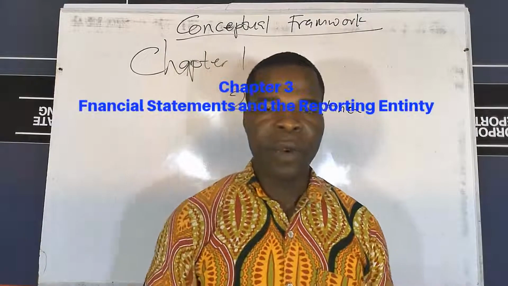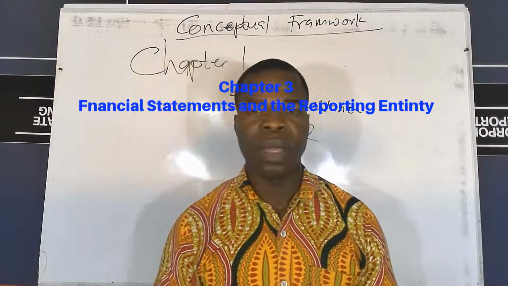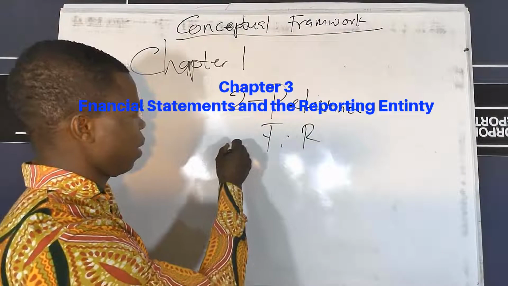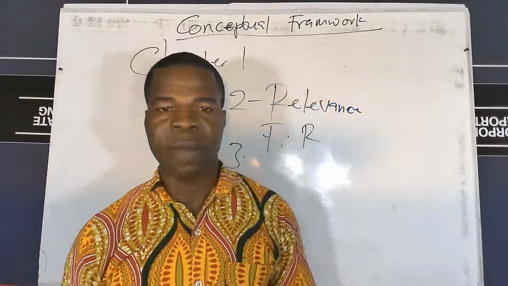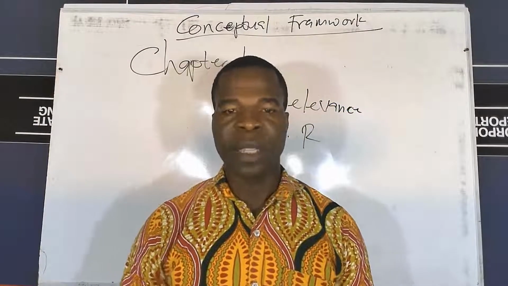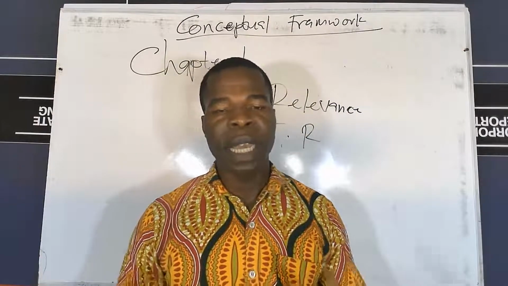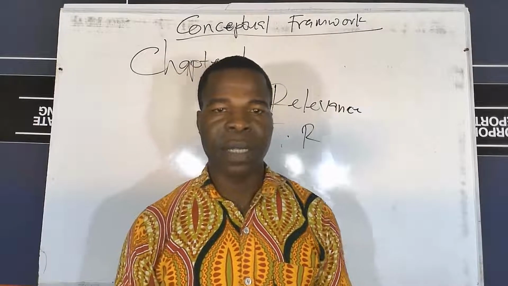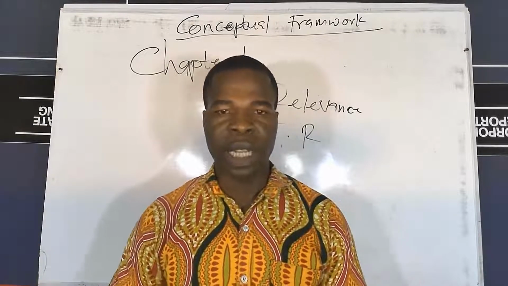Now chapter 3 of the revised conceptual framework has to do with the financial statement and the reporting entity. When we say financial statement, we are saying that it is a financial report that provides information about the entity's assets, liabilities, equity, income, and expenses. So any financial report that provides information about that to the general users, the general public, or the stakeholders, we are saying is a financial statement.